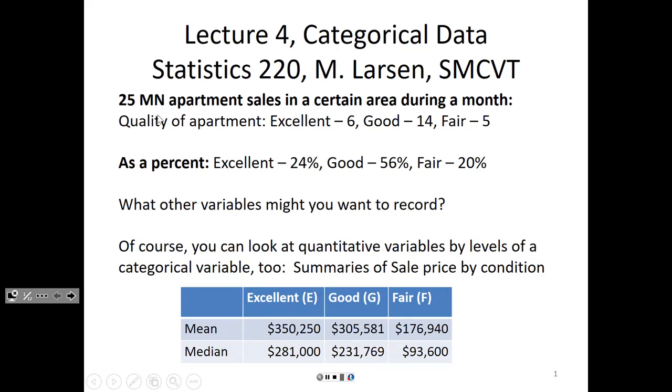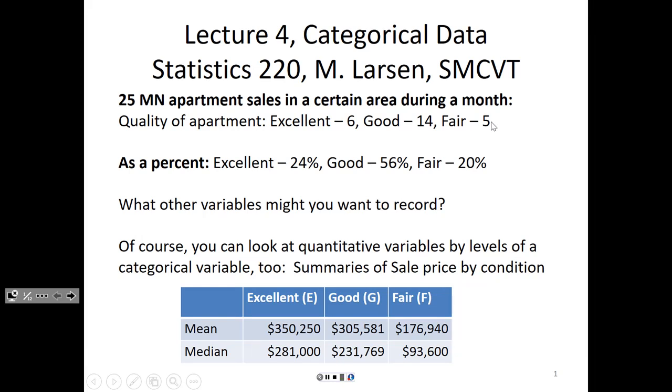So, one example. There's a little data set included in a book we typically use in Statistics 120 that has data on 25 different apartments in Minneapolis that were sold during a certain period of time. One variable they have is a rating variable: excellent, good, or fair. You could have poor, but this particular data set didn't have any really bad apartments sold during that time. So 6 of them were excellent, 14 were good, and 5 were fair. So there are 25 apartments in all.